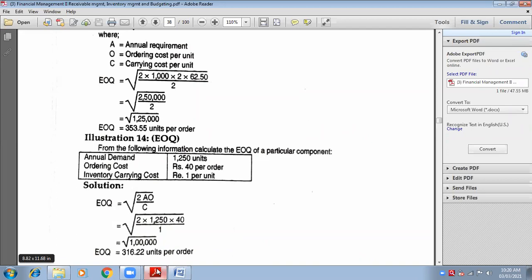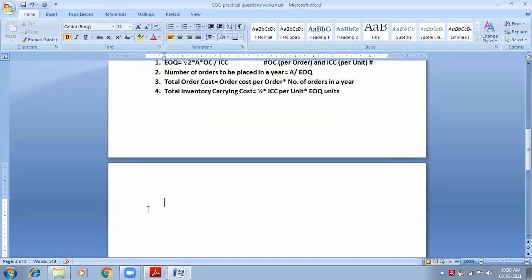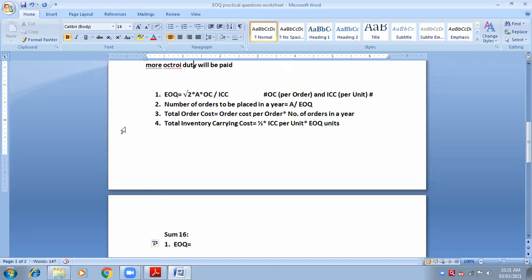Inventory carrying cost, rupee 1 per unit. Rupee 1 per unit means on 1 unit you spend rupee 1. So whether it is 20,000, 40,000, 60,000 or 90,000 units, that will determine our answer. Okay. So that way we need to find total inventory carrying cost. But right now, the first step is to calculate EOQ. Now first is EOQ. We will find all the formulas. Okay. All the 4 formulas.